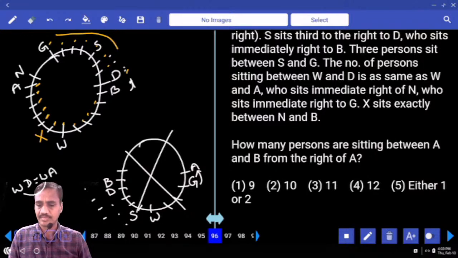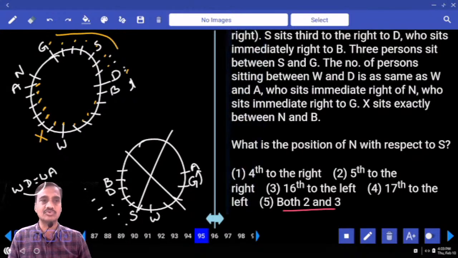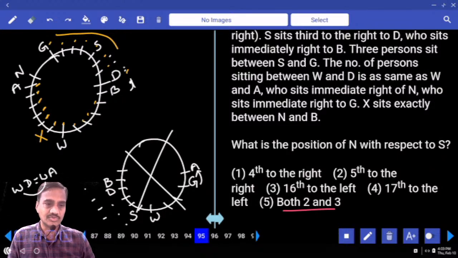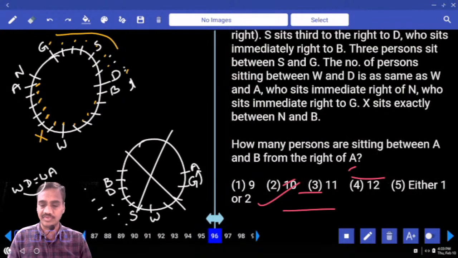And how many persons are sitting between A and B? 95 chesam kada. What is the position of N with respect to S? Both 2 and 3 undi kabatti adi kuda check chesukovali. Now, what is the position of N with respect to S? 1, 2, 3, 4, 5. 5th to the right. And at the same time, 16th to the left ostunda leda. And 5 plus 16, 21. Saripothundi, 16th to the left. And so both 2 and 3, that is choice 5.